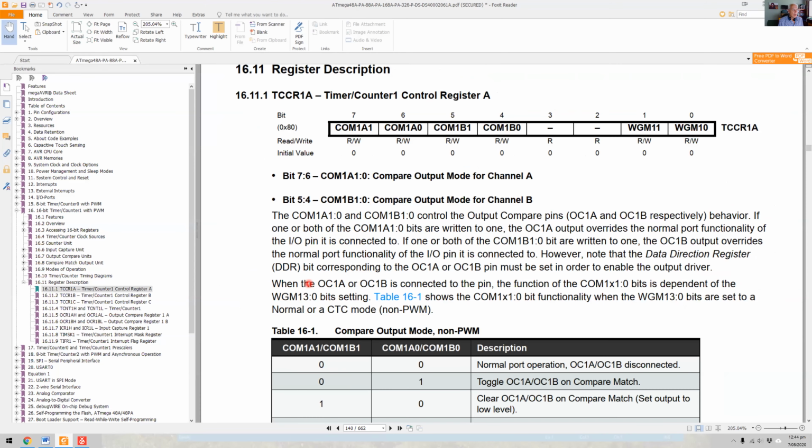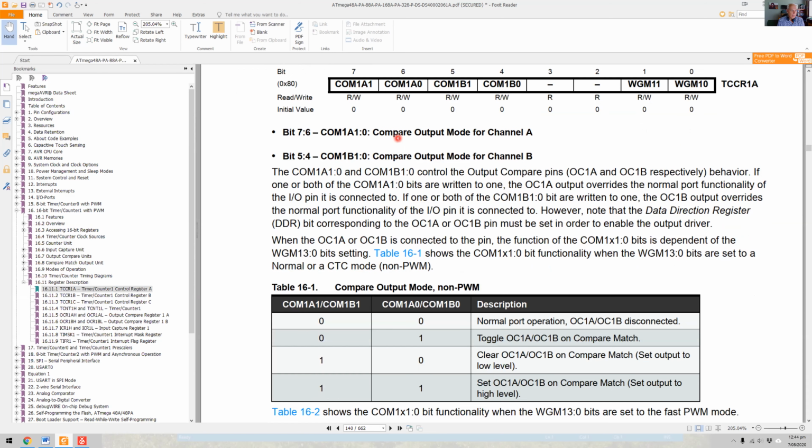And there we go, timer counter control register 1A. These are the bits here. We've got compare output mode for channel A and compare output mode for channel B, so we can do things with channel A or B. We're looking at channel A, and there are 2 bits to configure channel A. Normal port operation is what we get at power up of the microcontroller, which clears all our registers for us. That means it's a normal I/O pin that we have to configure ourselves, which means that output compare 1A is disconnected.